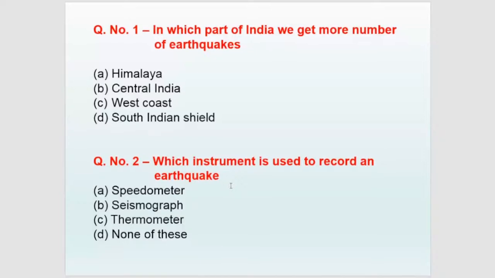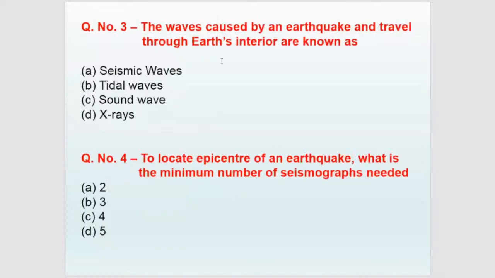Now, the third question is, the waves caused by an earthquake that can travel through Earth's interior are known as seismic waves, tidal waves, sound waves, X-rays. Miss Lata says option A. Mr. Karthik also says option A. Mr. Ravi says seismic waves. Mr. Abhinav says option A. All the answers that are coming are A. Yes, it is perfectly all right. So this is the correct answer.